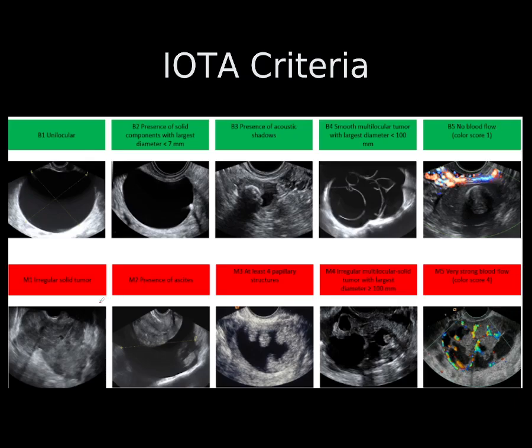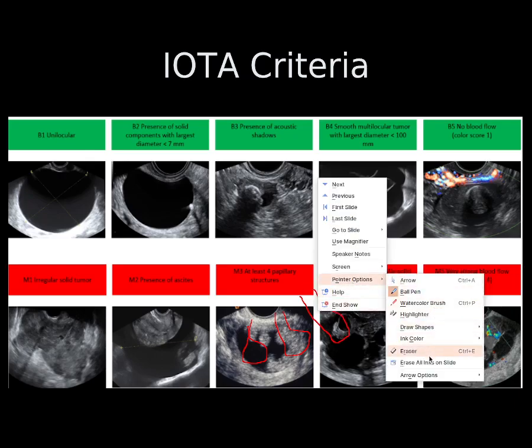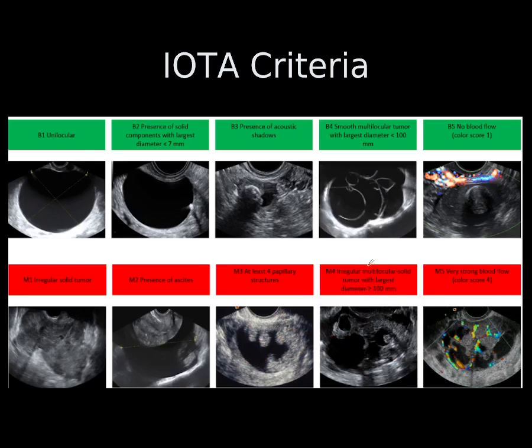Then we have our malignant features: irregular solid tumour, presence of ascites, at least 4 papillary structures. So papillary obviously is this sort of pattern like this, that shape there. Finger-like is what we might call papillary. Then irregular multilocular solid tumour, and very strong blood flow. And we've seen examples of some of these earlier. And I think the irregular margin, which I was talking a lot about, is what you would find described in this one and this one here.